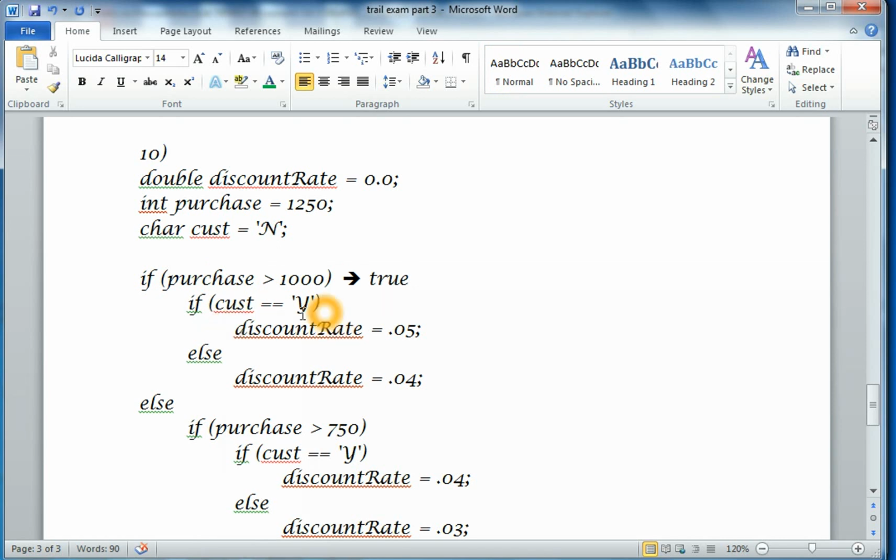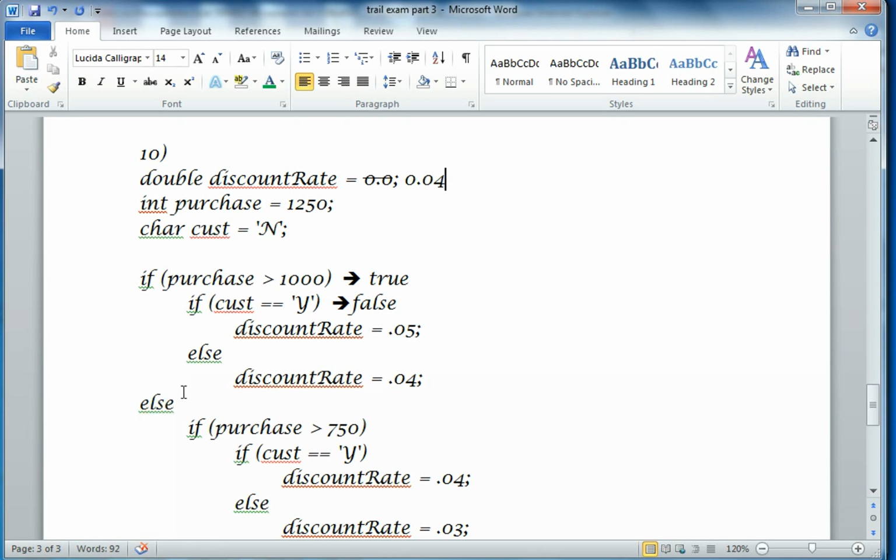Then it goes into this and checks, is customer equal to y? What is the customer? It's n. So the answer to this is false. So if this is false, it does not execute this part. It goes into this part, else. So it enters this and it sets the discount rate to be 0.04. Okay, so now we can strike this out and this becomes 0.04.